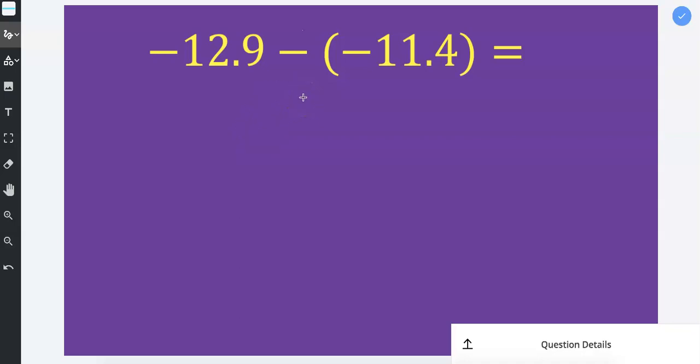In this example, you can see that we do not have an addition sign in the middle. Right now, it just shows that we're subtracting a negative. So we need to change this subtraction to addition by adding the opposite. The first thing I'm going to do is rewrite the problem so that I can still see the original.